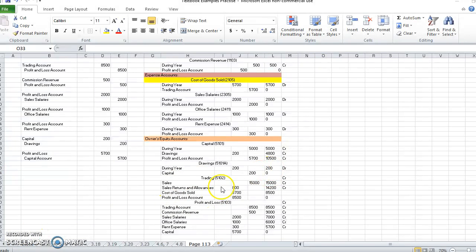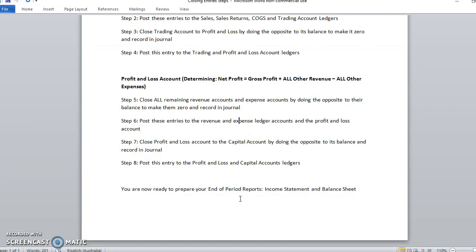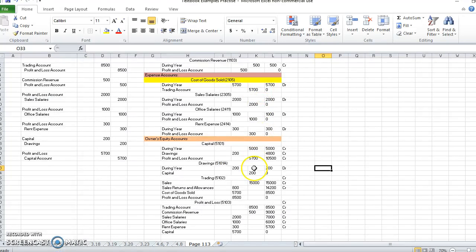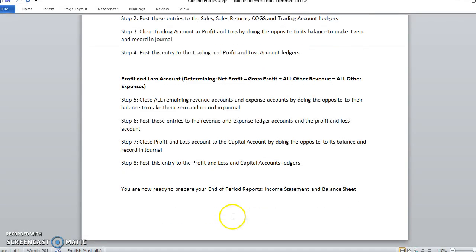And finally, we can see that the trading account has our gross profit figure of 8,500. Our trading account, sales less sales returns less cost of goods sold, is our gross profit, and our profit and loss account has our net profit 5,700, which is our gross profit we drew down and took away all our other expenses and added all our other revenues. And we're now ready to prepare our income statement and balance sheet.